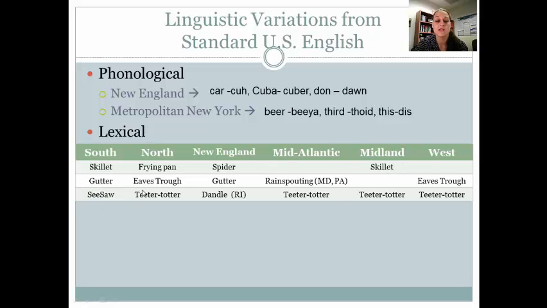A gutter in the South is an eaves trough in the North, is a gutter in New England, is a rain spouting in the Mid-Atlantic. The seesaw in the South is a dandle in New England, or a teeter-totter in the North, the Mid-Atlantic, the Midland, and the West.